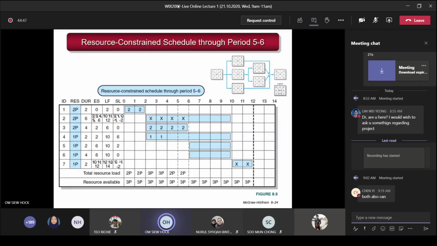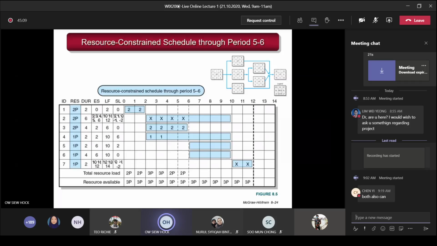So because there is no more slack, your late finish becomes 11. Then you see it will go to activity 7. Why activity 7? Because after 2 finishes, it will go to activity 7. That means 7 is affected by 2. If 2 is delayed, 7 will be delayed. So in this case, you must look at activity 7.